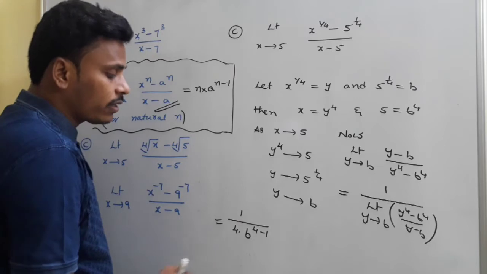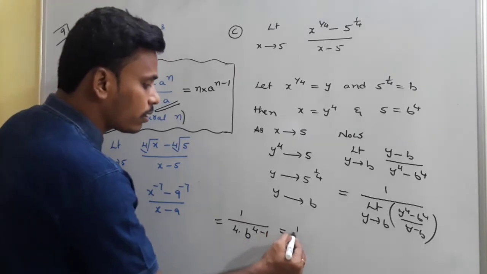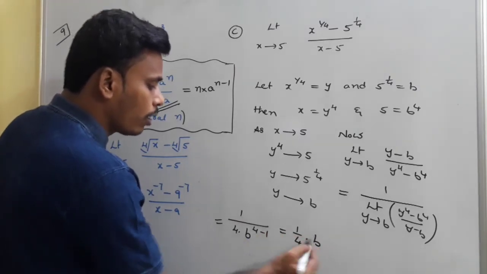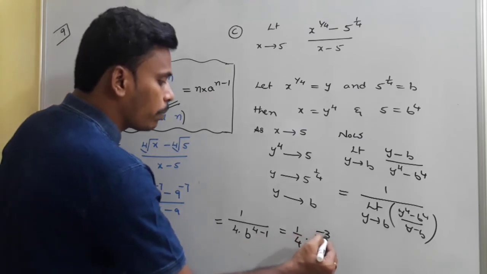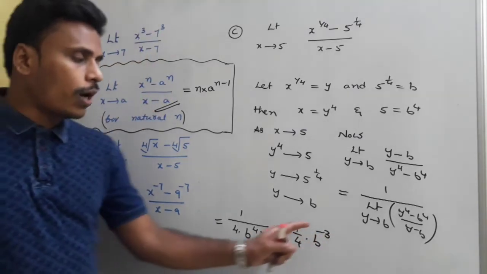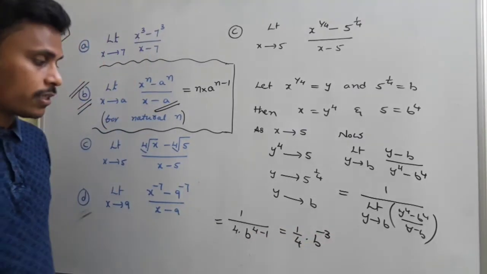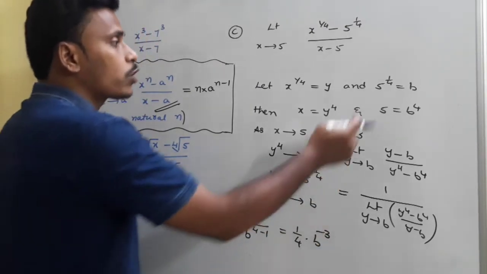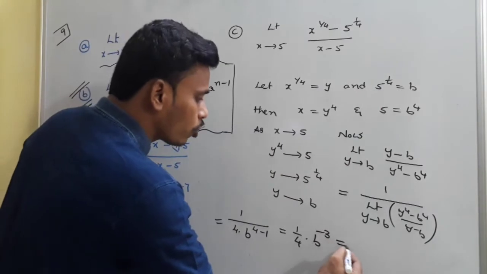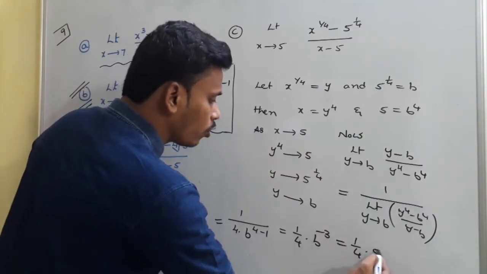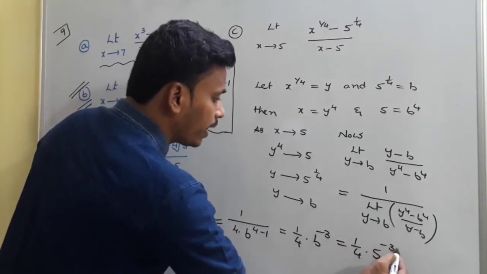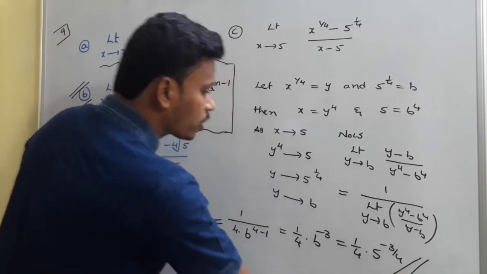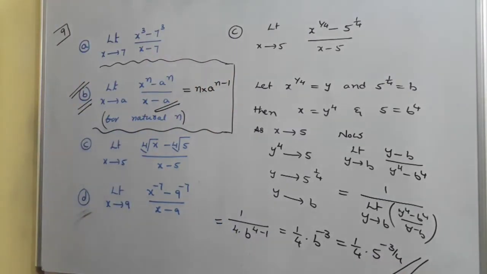I will simplify it like this: 1 by 4 into b power (4 minus 1), that is 3, so b power minus 3. But what is b actually? This b is actually 5 power 1 by 4. So this can be written as 1 by 4 into 5 power minus 3 by 4 as your answer. Just have a look: 1 by 4 into 5 power minus 3 by 4.